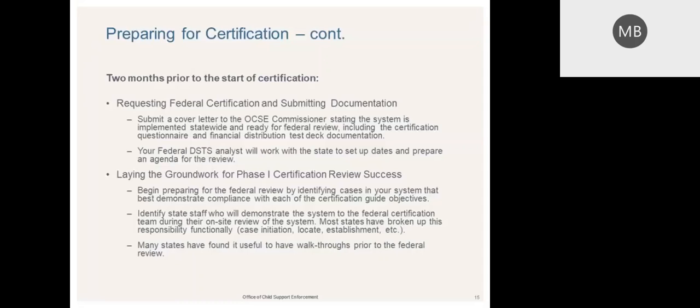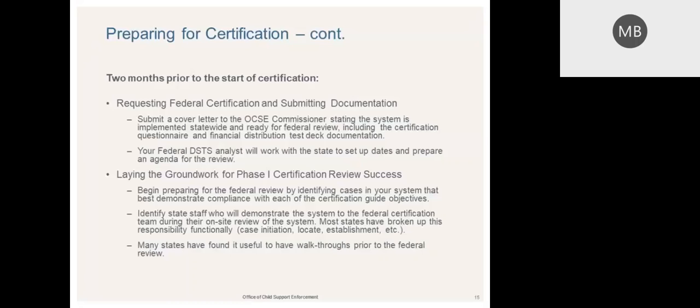Your federal DSTS analyst will work with the state to set up dates and prepare an agenda for the review. Laying the groundwork for Phase 1 certification review success: begin preparing for the federal review by identifying cases in your system that best demonstrate compliance with each of the certification guide objectives.